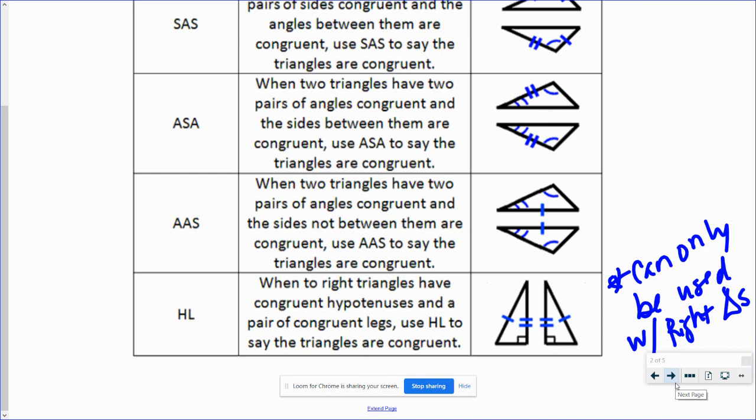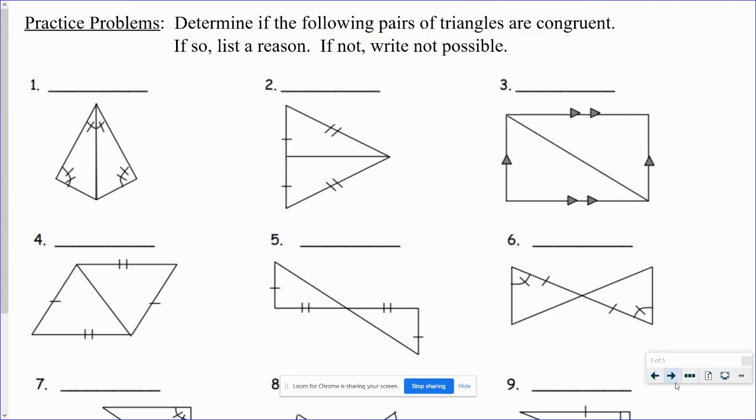Let's start taking a look at some examples. It's hard to tell what we're talking about when I just show the theorems here. It's a lot easier when we start working through some. So here's some practice problems. We want to decide if they can be proved congruent, and if so, we want to list our reason. If not, we're going to write not possible.